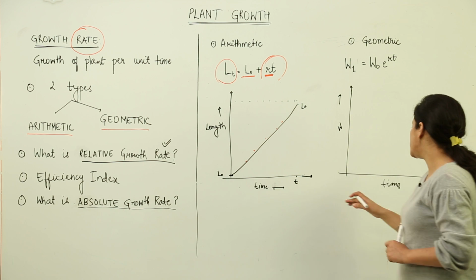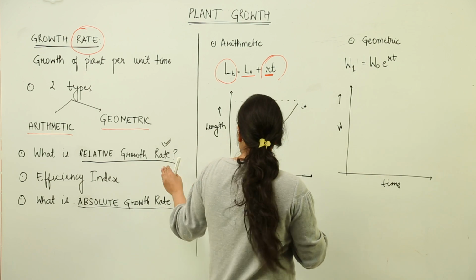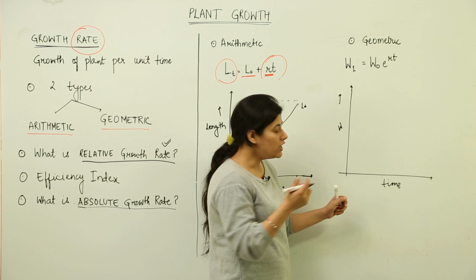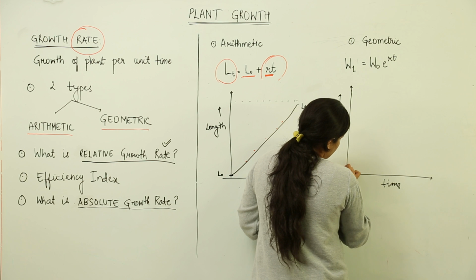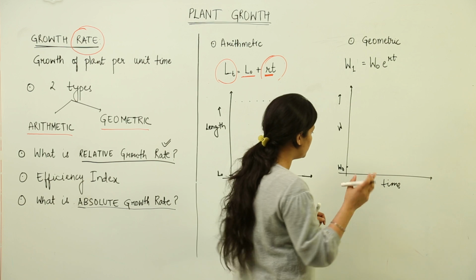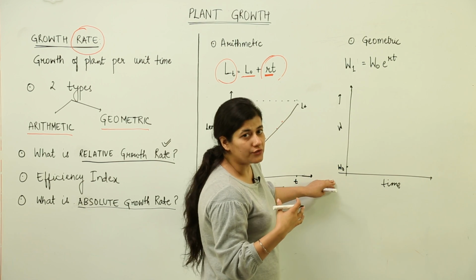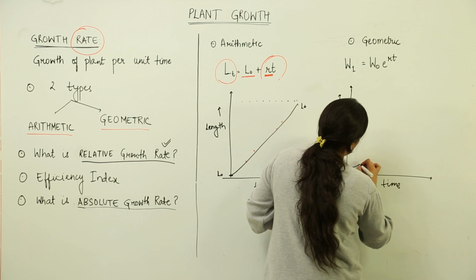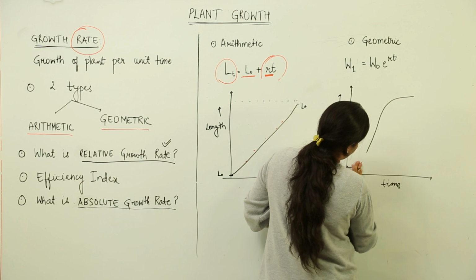Here we cannot take W0 to be 0 because it is relative. We are talking about efficiency index, that means a few cells should be there. So W0 cannot be 0. In any case, this is W0, the weight with which it began. Weight cannot be 0, you know that. The weight we are considering, the dry weight of the plant, starts from W0 and it increases exponentially for some time. It shows a sigmoid curve.